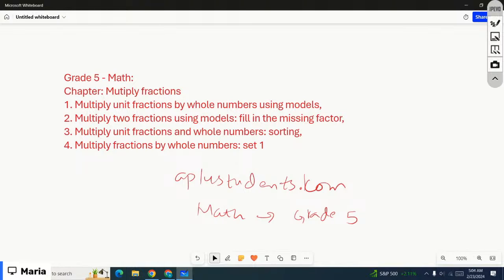The lessons we're going to cover today are multiply unit fractions by whole numbers using models, multiply two fractions using models, fill in the missing factor, multiply unit fractions and whole numbers sorting, multiply fractions by whole number. Let's just start with the first lesson.